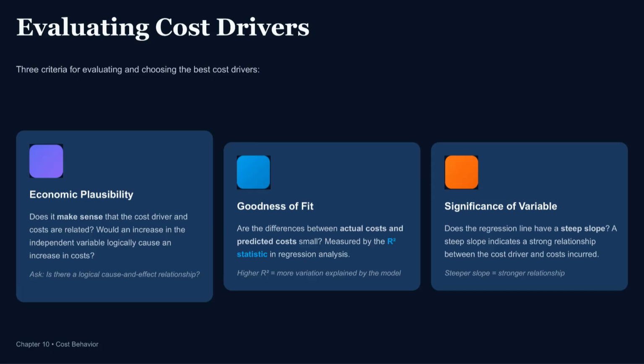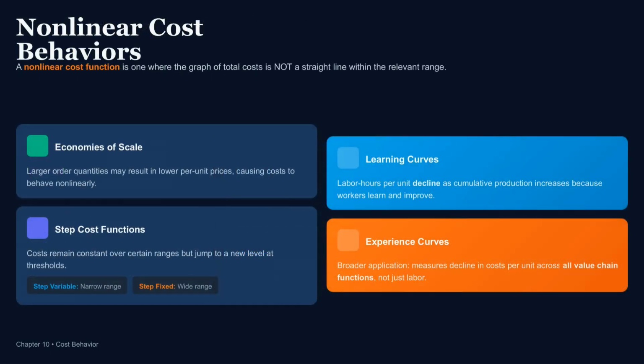Think deeply. In the slide Nonlinear Cost Behaviors, we explore varied cost functions that deviate from linear models. Through 4 distinct boxes, the slide illustrates economies of scale, learning curves, step cost functions, and experience curves. Economies of scale: average cost per unit decreases as volume increases due to spreading fixed costs and volume discounts on materials. Step costs: costs that remain fixed within a range, but jump to a new level when capacity is exceeded. Example: adding a supervisor for every 20 workers.